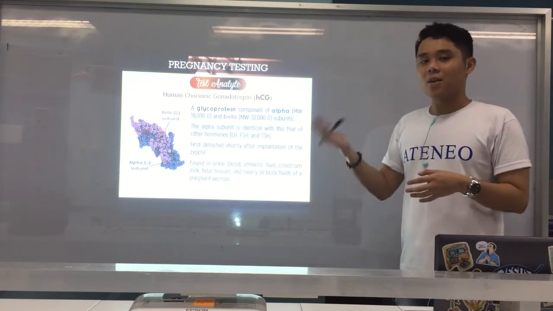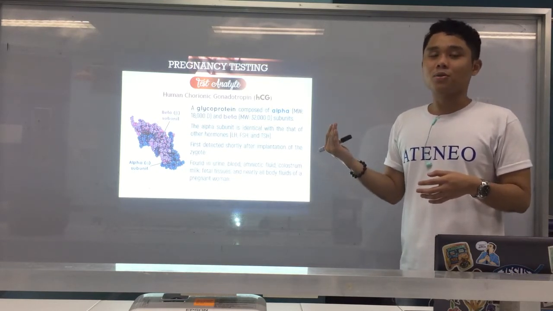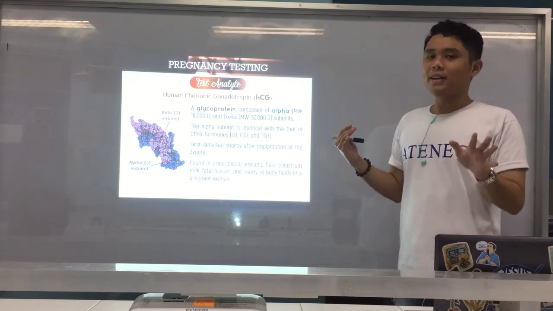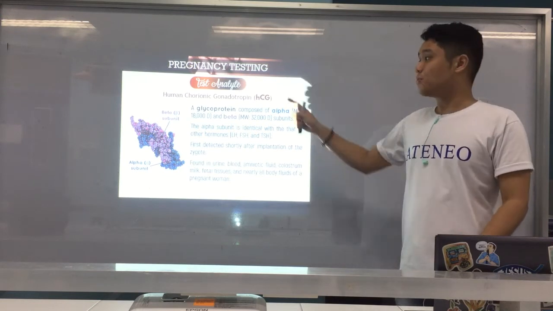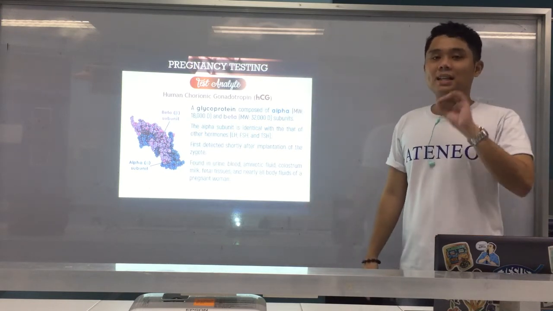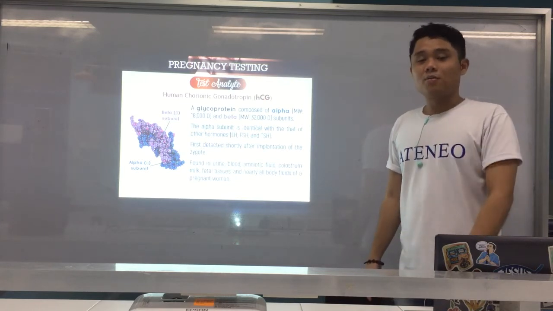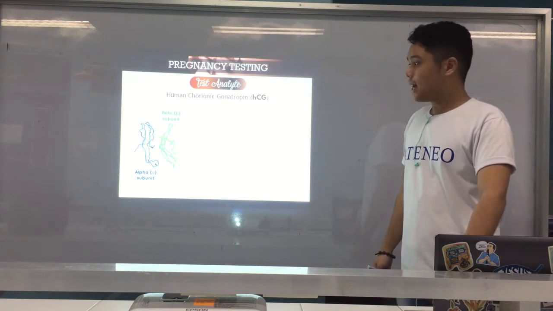Remember lang yung alpha and beta subunit. And the alpha subunit is common with other hormones such as FSH, LH, and TSH. Okay, so that is why we don't usually test for alpha subunit. If you really want to be specific for HCG, you test for the beta subunit. Because again, it's the beta subunit that confers specificity for each of the hormones. Okay? Alright. So again, that's your beta HCG.